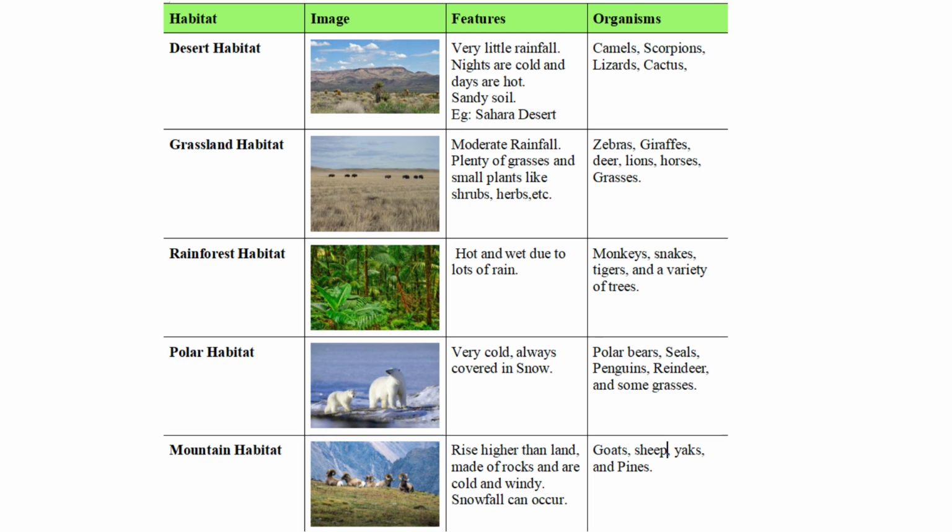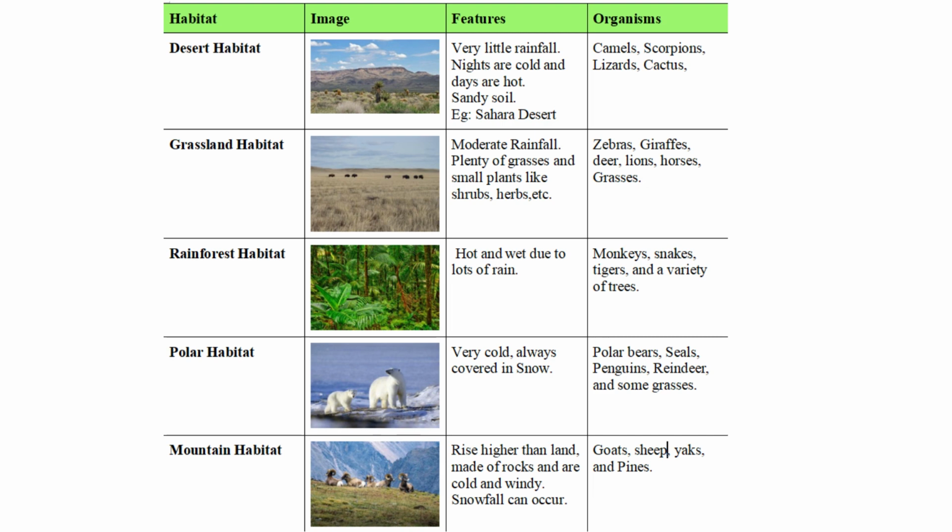The desert habitat is the one which has very little rainfall as one of its main features, with cold nights and very hot days. The soil found there is sandy in nature and has small oases in the midst. Example being the Sahara Desert. The organisms found there are camels, scorpions, lizards, and cactuses.